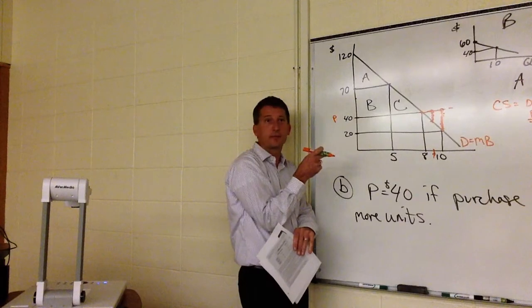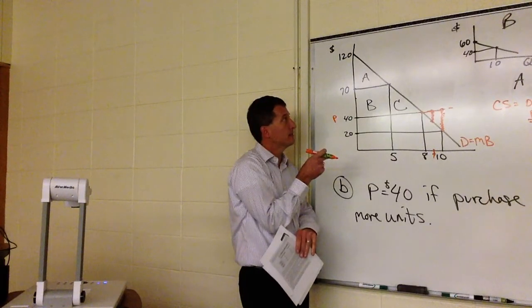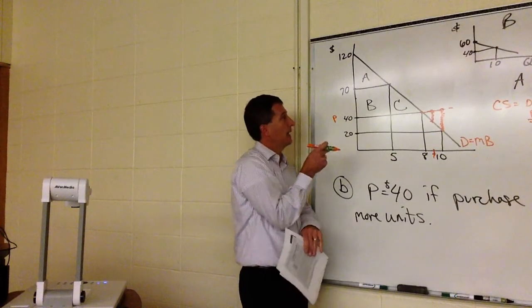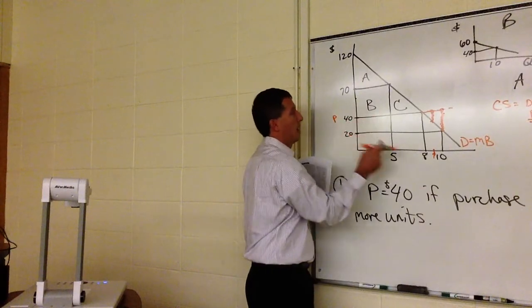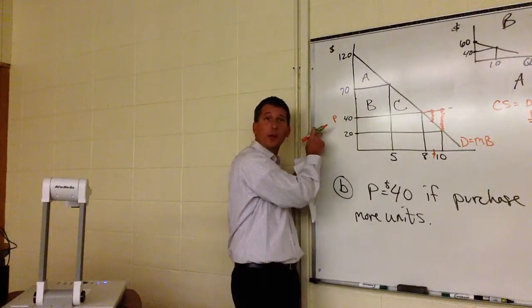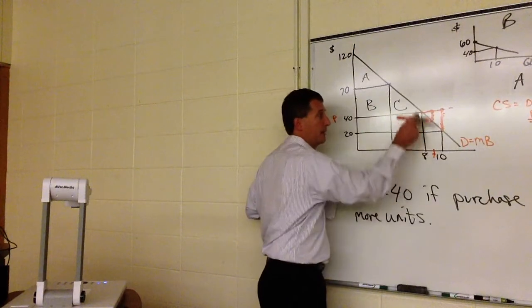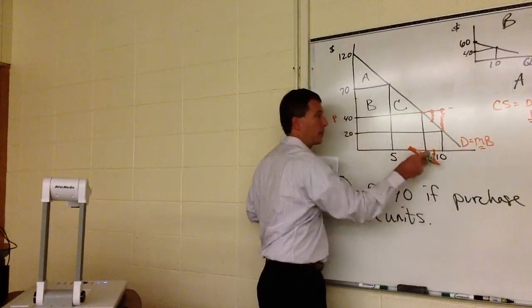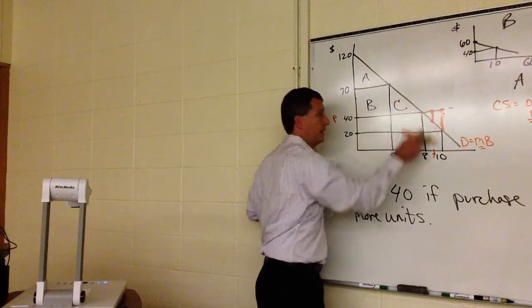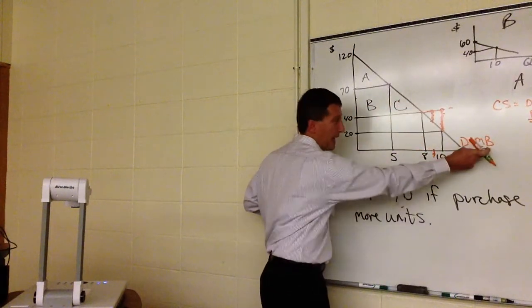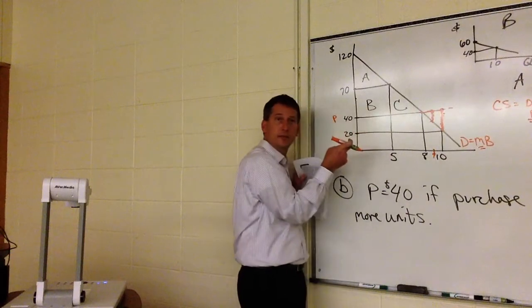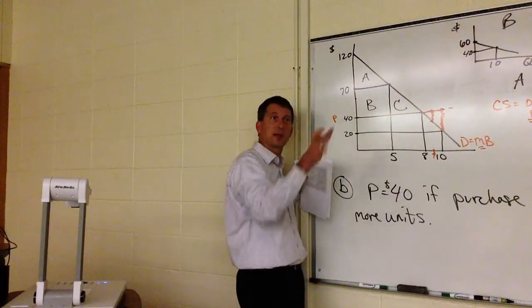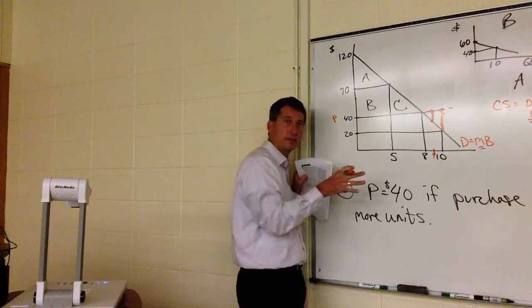Why does A not extend up like 10 did? Oh, 8. Oh, because the price is 40. So the price paid for the 8th unit, remember, we've got to be thinking marginal. The price paid for the 8th unit is 40. The benefit derived by the 8th unit is 40. So there's no consumer surplus on that particular unit.